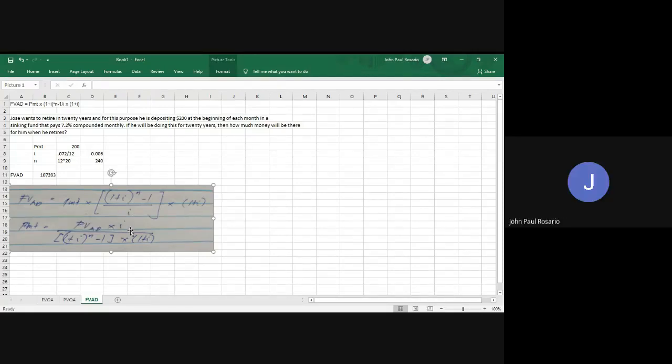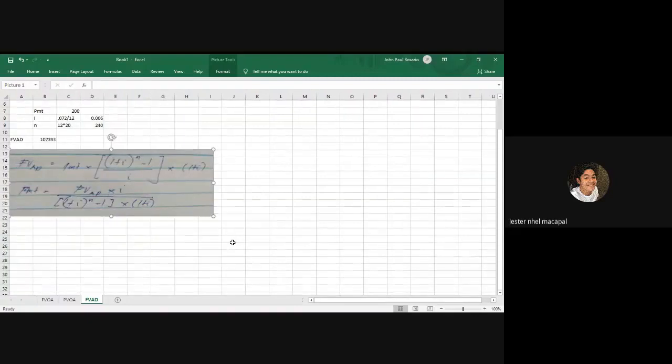Yes, sir. Okay. And then, kaning mga numerators na ito, may mo siyang denominator. So, 1 plus i to the power of n minus 1, and then times 1 plus i. Nasundan? Yes, sir. Okay, so let's try to solve it kung makuha ba nato si payment nga 200.